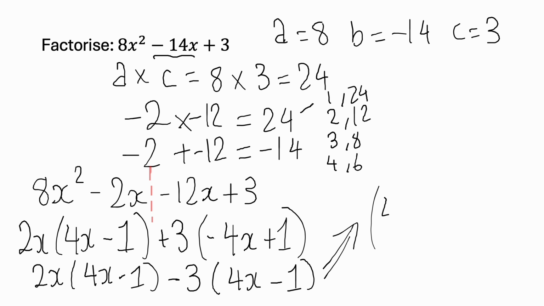So one of them is going to be that 4x minus 1. Then the other one is going to be the numbers that were outside the bracket, so 2x minus 3.